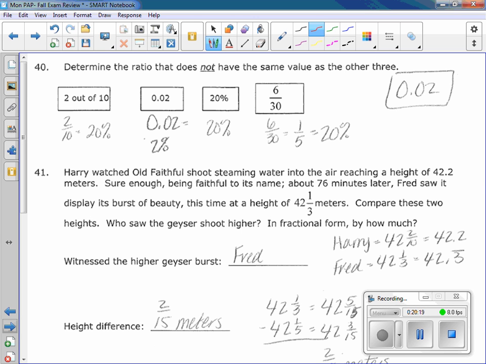Determine the ratio that does not have the same value. So basically, we're just converting here. So we've got 2 out of 10, which is the same as 2 over 10, which is 20%. This one's 200, so it's going to be 2 out of 100, which is the same thing as 2%. So that one's not the same as these two. That one's already 20%. This one reduces down to 1/5, which is the same thing as 20%. So we're looking at this guy not being the same.